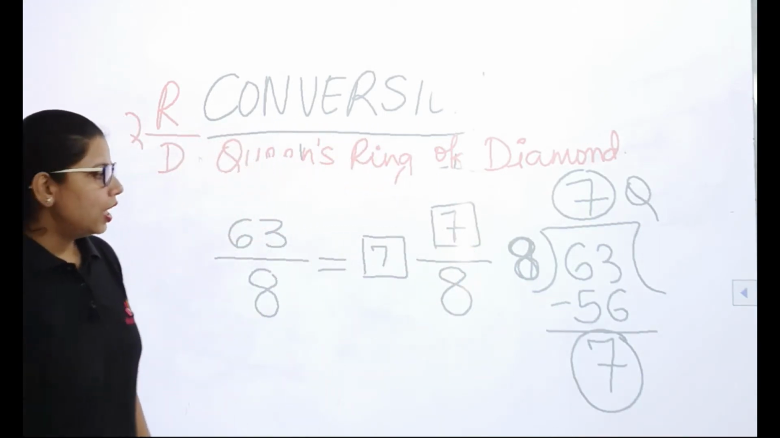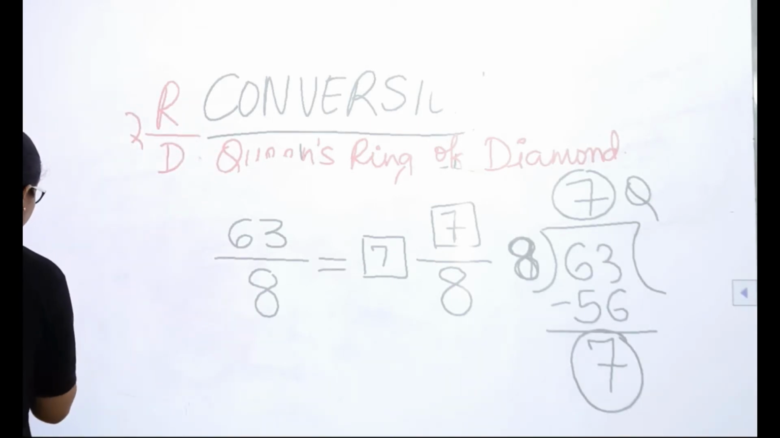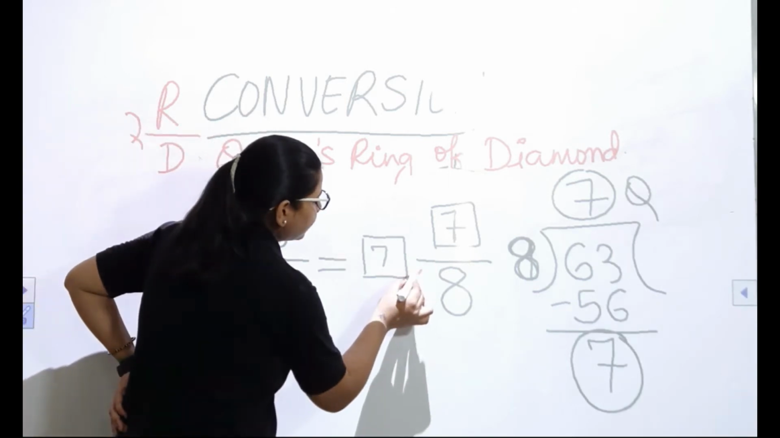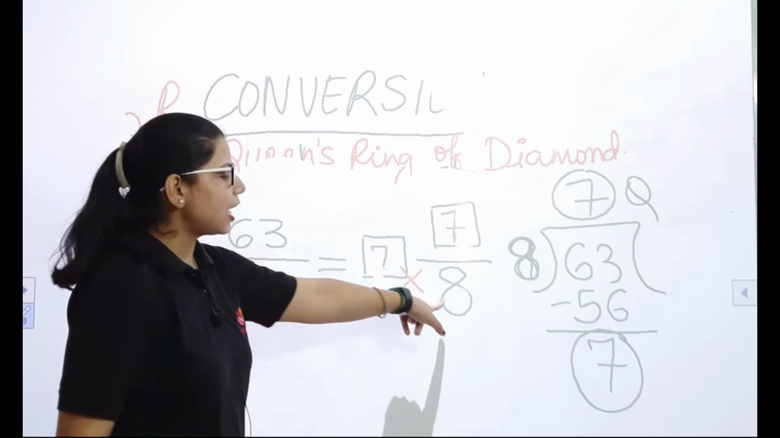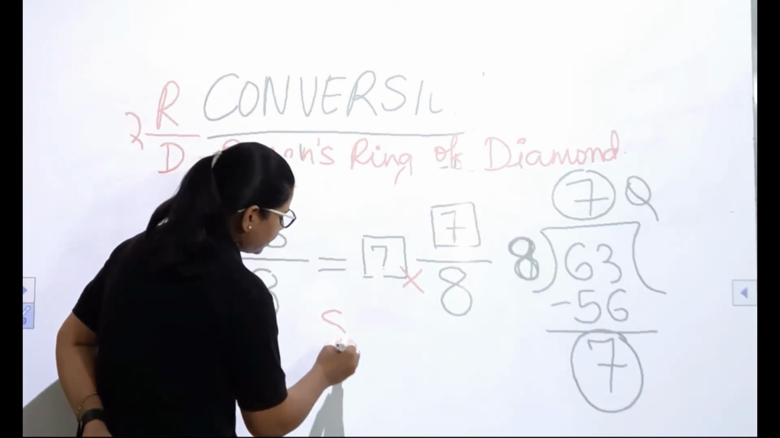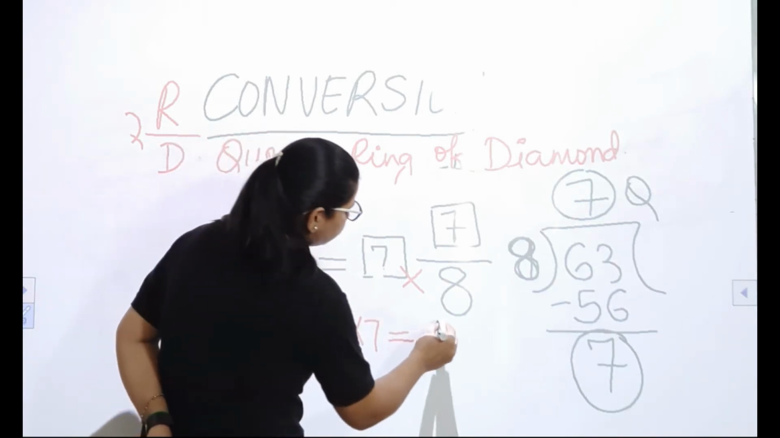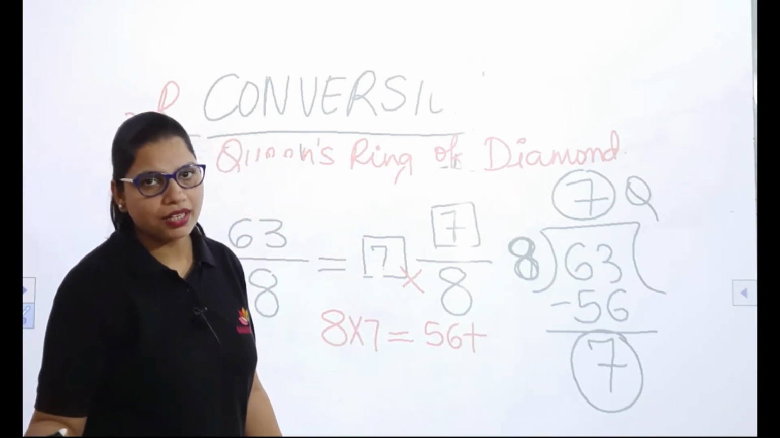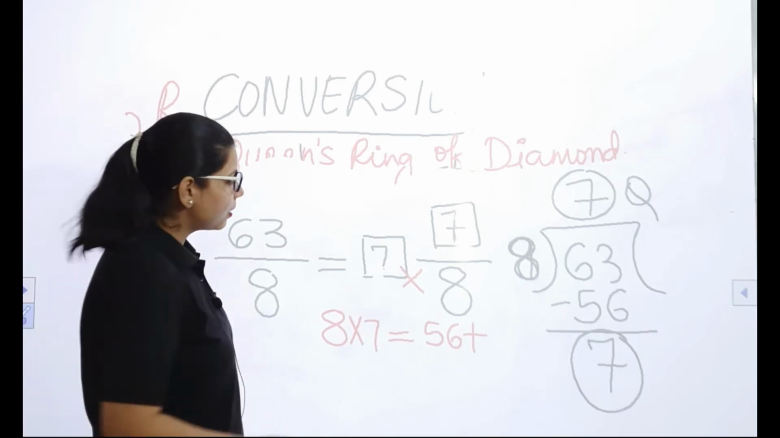Right. Now let's talk about the checking process. How will we verify that our answer is correct? For that, you will multiply these two things, 7 and 8, that means quotient and divisor. These two will be multiplied. 7 times 8 is 56. Then add remainder. See, we always add the remainder when we recheck a division, right?